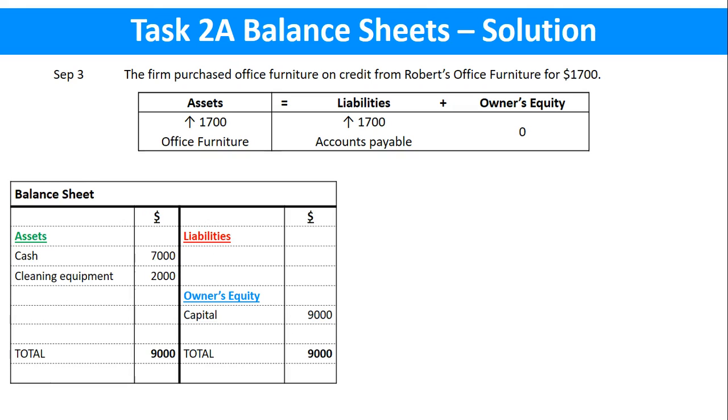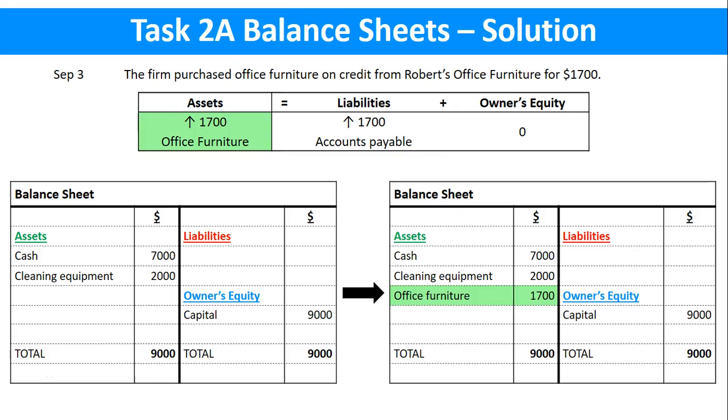Putting that in the balance sheet, there's the previous day. We're going to update that by putting in an asset called office furniture. And we're going to get our first liability called accounts payable or creditors, you can call it either. And now we need to retotal our balance sheet, and if we do the asset side, we get $10,700. If we do the what's called the equity side, which has liabilities and owner's equity together, we also get $10,700.